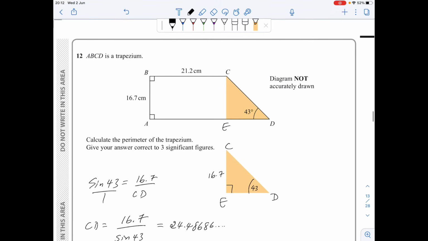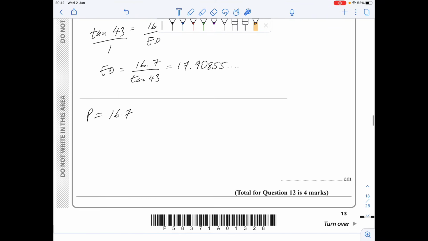So in order to find the perimeter, I will add 16.7, which is the height, plus 21.2, plus 21.2, plus the two sides that I found in my calculations. So plus 21.2, plus again 21.2, plus 24.5, plus 17.9. Note that for the last two numbers, I will use the full accuracy of my calculator or the numbers I've written above, which have more than one decimal place. And this will come out to be 101.495. And if I round this to three significant figures, I will get 101.